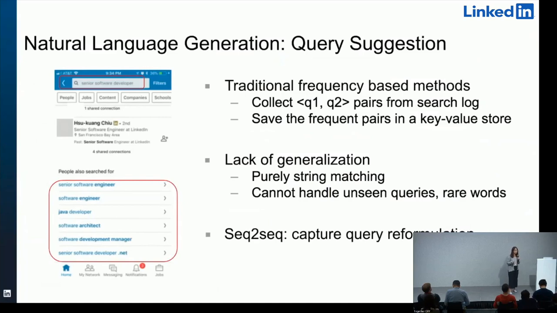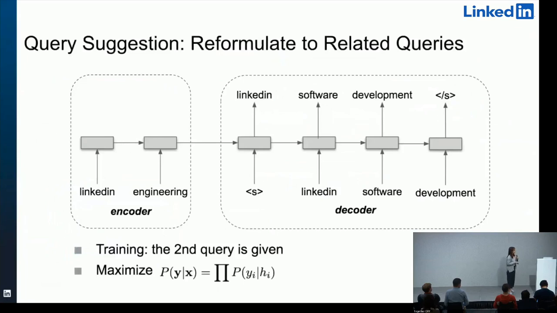So we want to use a sequence-to-sequence model to capture the user's query reformulation. And here comes the fun part. This is basically the model architecture of the sequence-to-sequence model. We approach this model with two different parts.